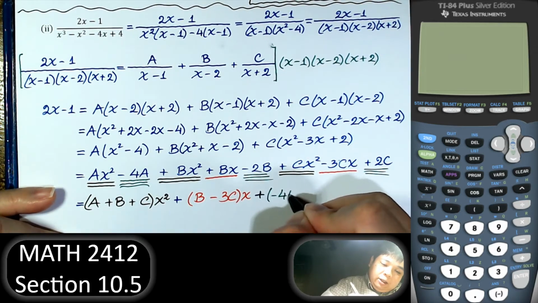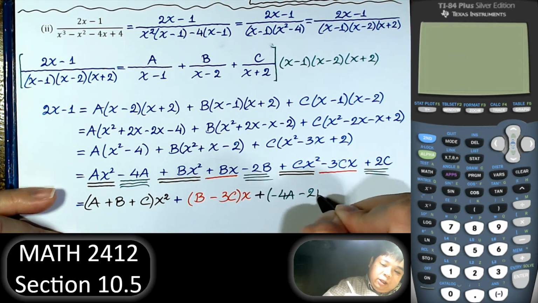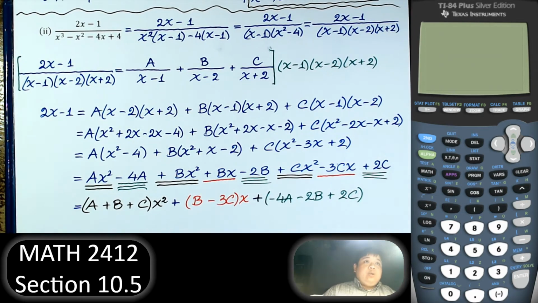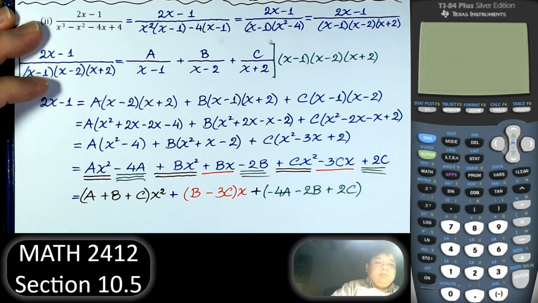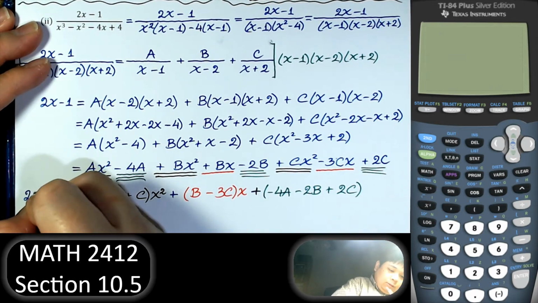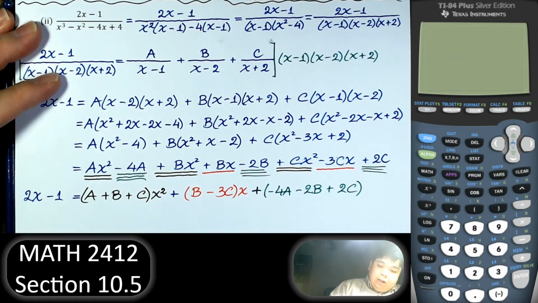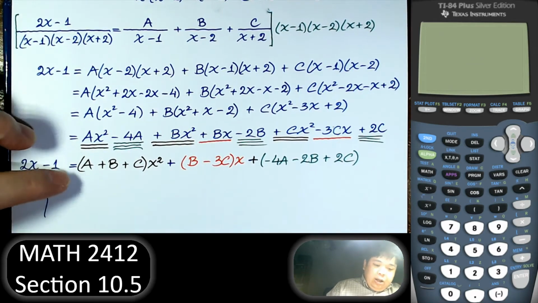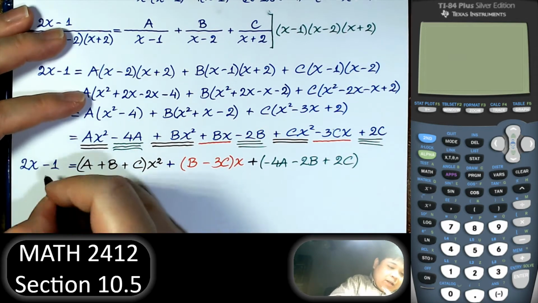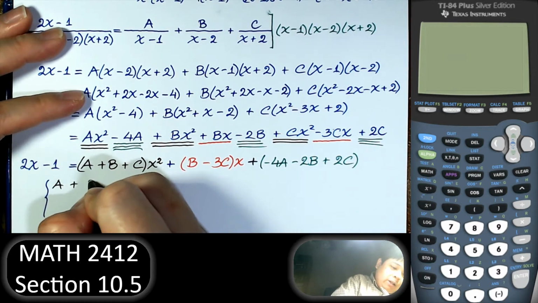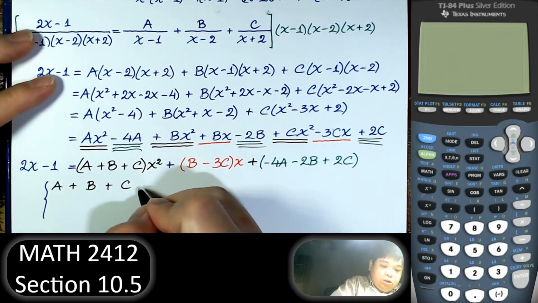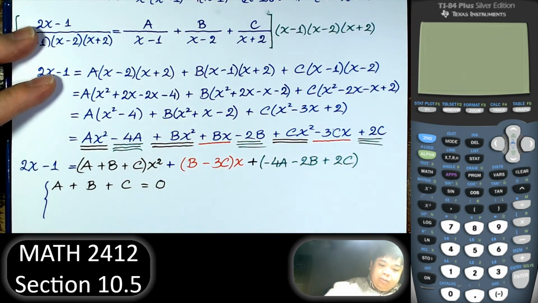Negative 4a, negative 2b, and 2c. The right hand side is 2x minus 1. So now we just set up the system of equations. For x squared, a plus b plus c. Do we have x squared on the other side? That will be no, so that will be equal to 0.